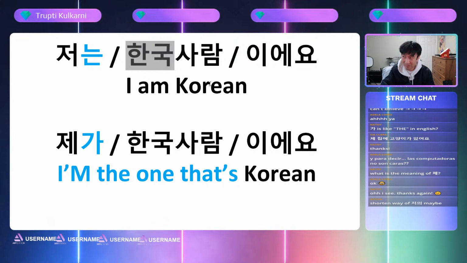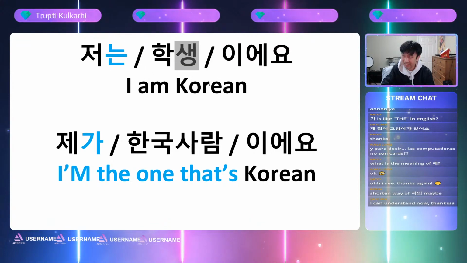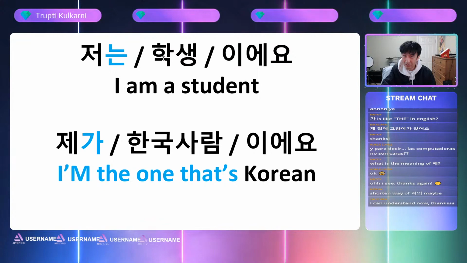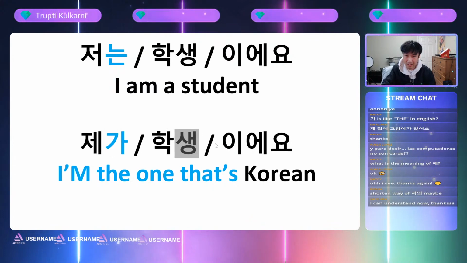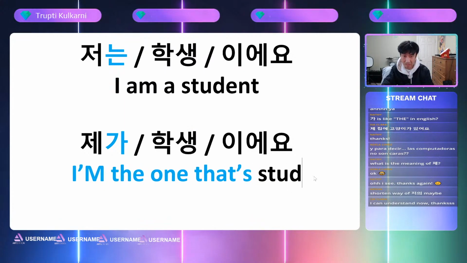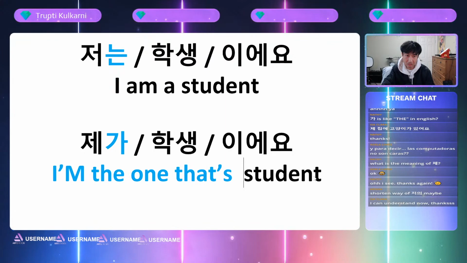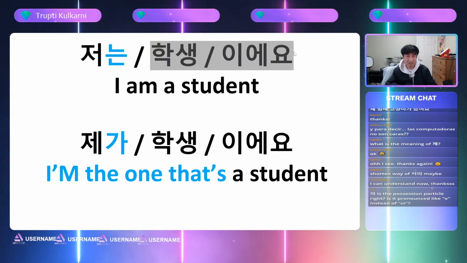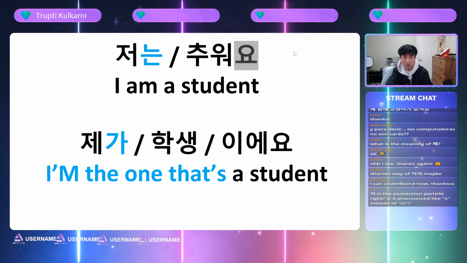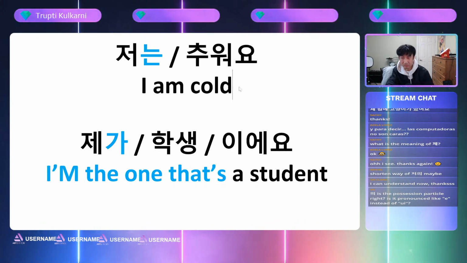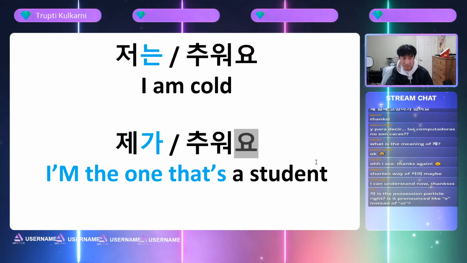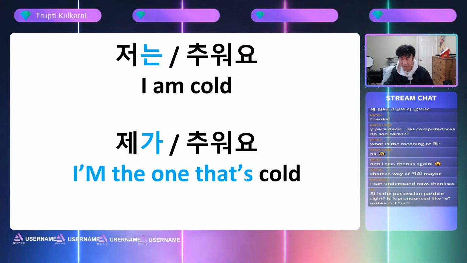So maybe you want to say something like 저는 학생이에요. I am a student. Okay, I student am. But if you say 제가 학생이에요, it's like I'm the one that's a student. Like me specifically, I am the student, not anyone else. Right? Like if you say like 저는 추워요, it's like I am cold. Okay, I am cold. But if you say 제가 추워요, it's like I'm the one that's cold. Me specifically.